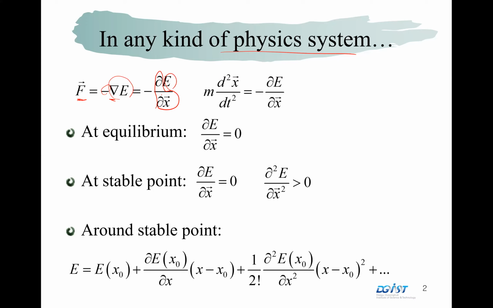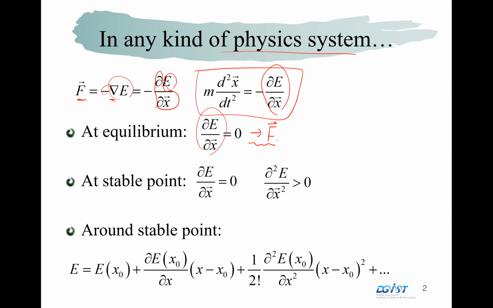One simple example is Newton's second law. The mass m multiplied by the second derivative of the position is minus the gradient of the energy. In this equation, what we can learn is that if the energy derivative is zero, it implies the force is zero. Zero force means there is no external force, so there is no acceleration, and the object keeps its velocity.